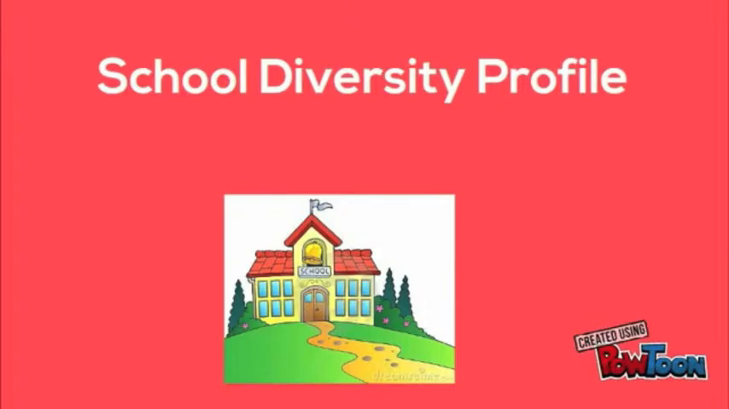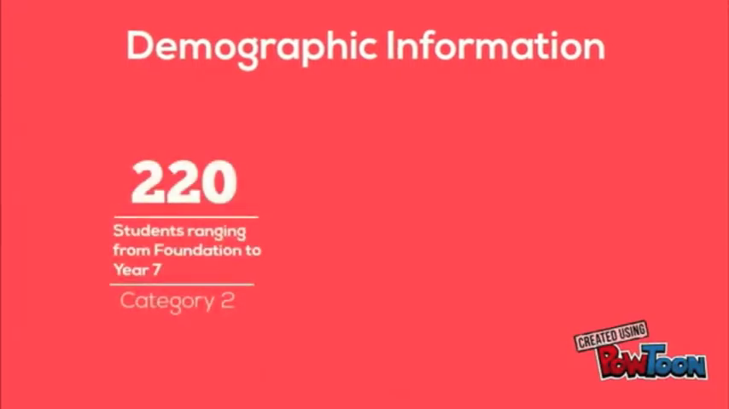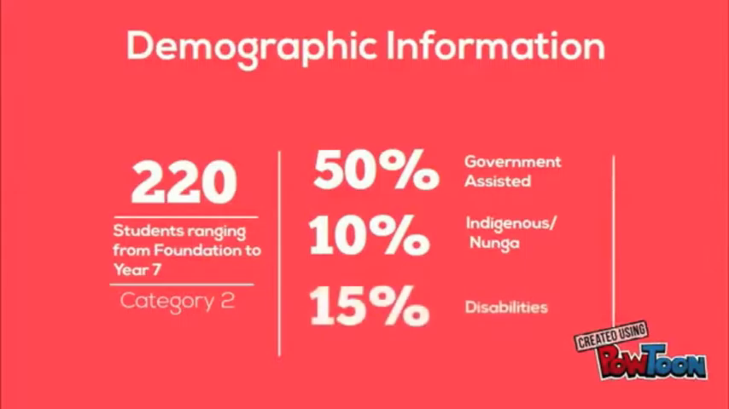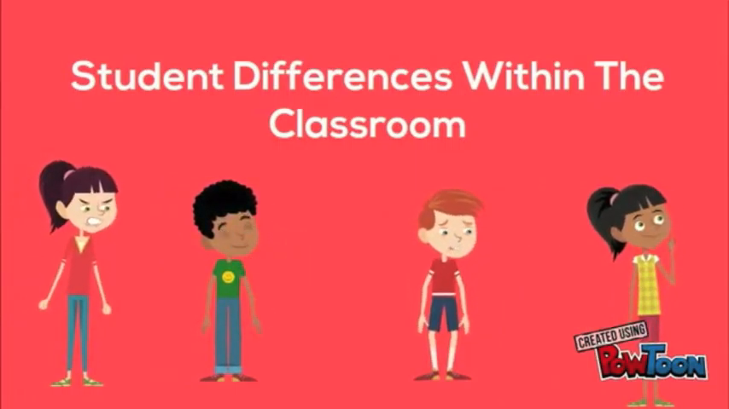School Diversity and Inclusion Profile. My final practicum was in a Category 2 school which consisted of 220 students ranging from Foundation to Year 7. Within this, there were 50% of government assistant students, 10% Indigenous students and 15% of students with disabilities. There are a great number of student differences identified as having an impact within the Foundation and Year 1 class that I taught over my practicum.